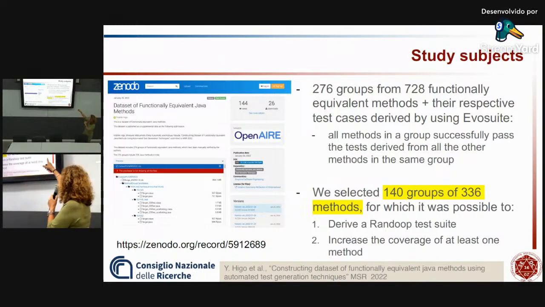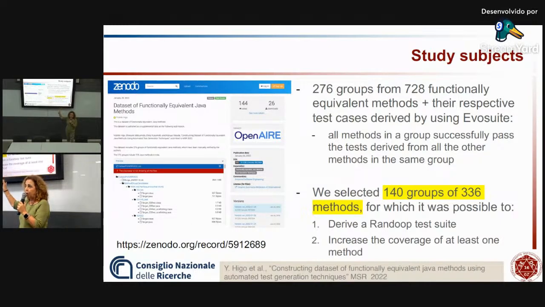Now, of this big number, we had to make some selection to conduct our experiment, because we needed all the examples that I showed you before to start from some common test suite. Instead, the programs come each one with their own test suite derived with EvoSuite. We didn't have in the repo the functional test suite that was derived, so to say, from the specification, for instance. So we applied Randoop, a very well-known tool that can derive random test cases for Java programs, and we derived a common set of test cases for each group applying Randoop, to be sure that we did not bias the study.